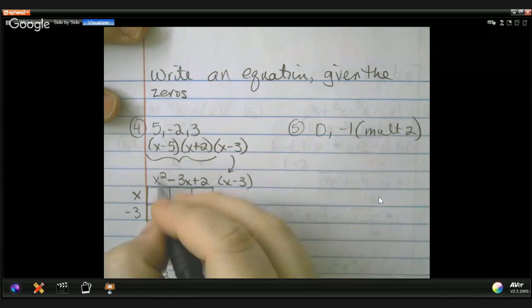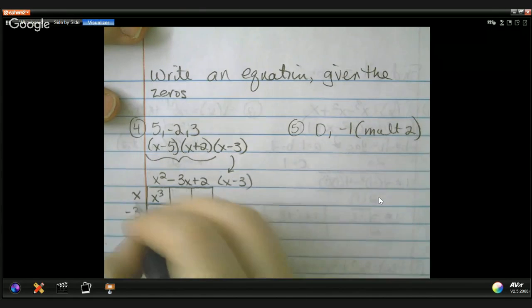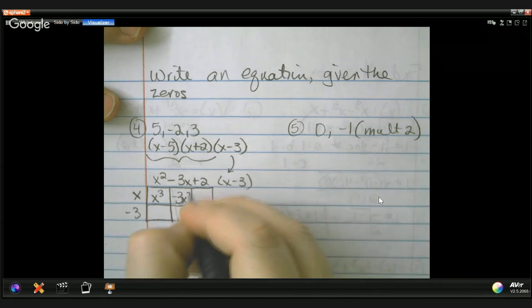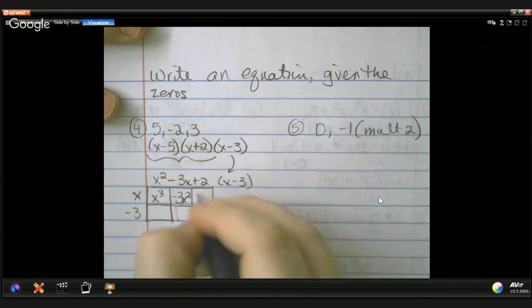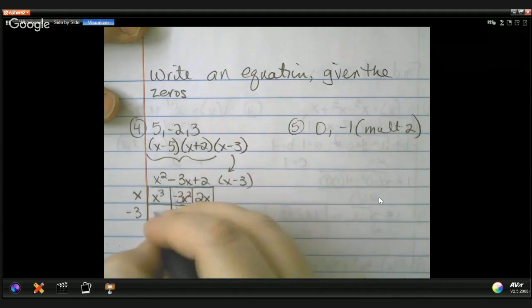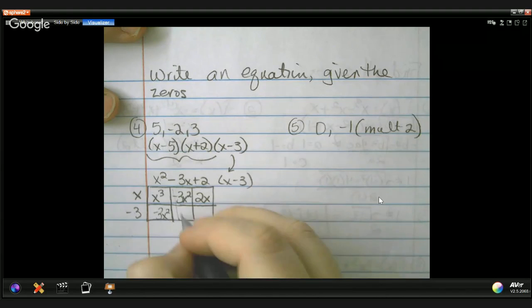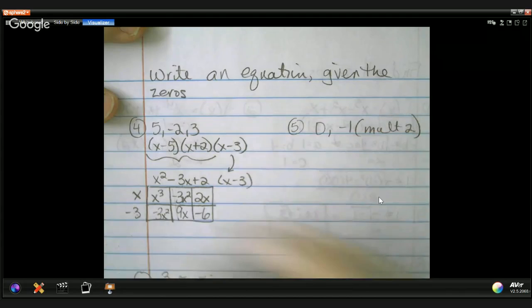Okay, x squared times x is x to the third. Negative 3x times x is negative 3x squared. 2 times x is 2x. Negative 3 times x squared is negative 3x squared. Negative 3 times negative 3 is positive 9x. And negative 3 times 2 is negative 6.